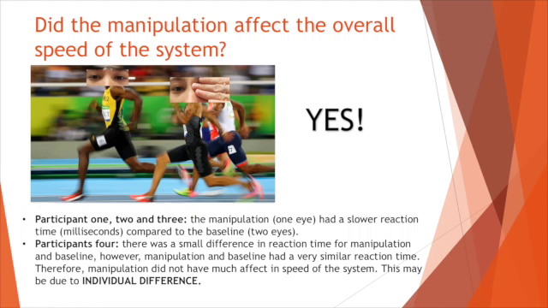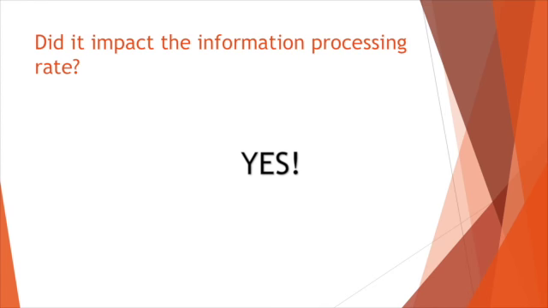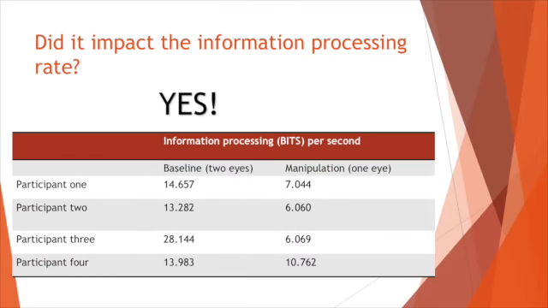For participant 4, there was a small difference in reaction time for manipulation and baseline. However, manipulation and baseline were very similar. Therefore, manipulation did not have much effect on the speed of the system, and this may be due to individual differences.